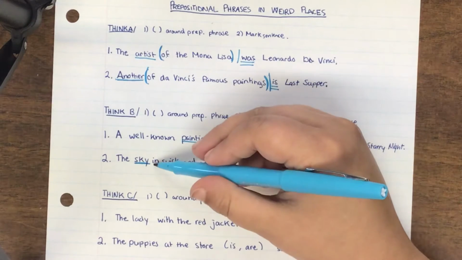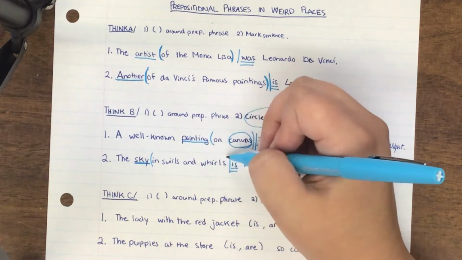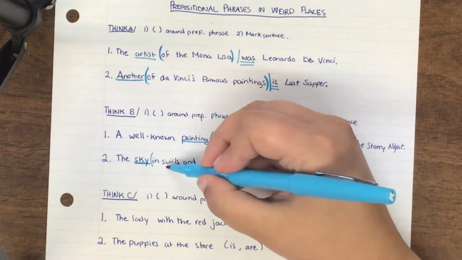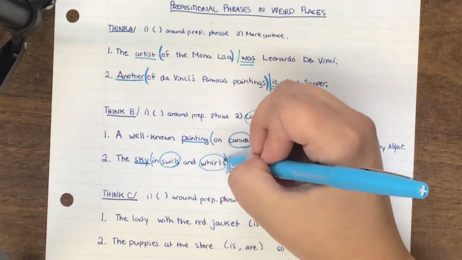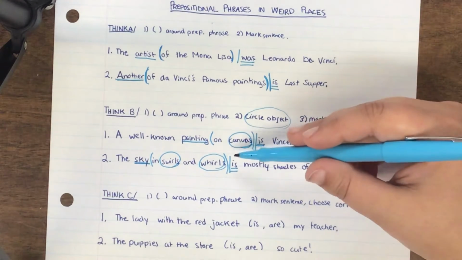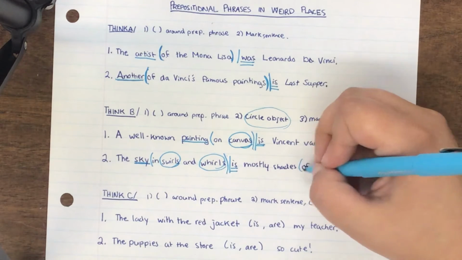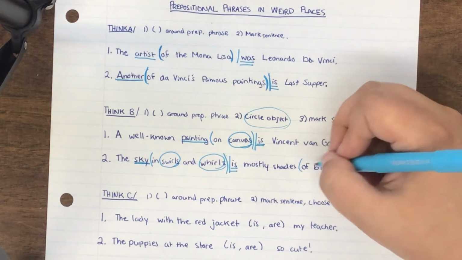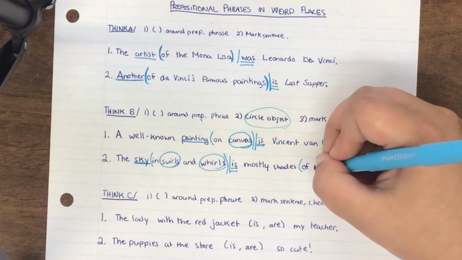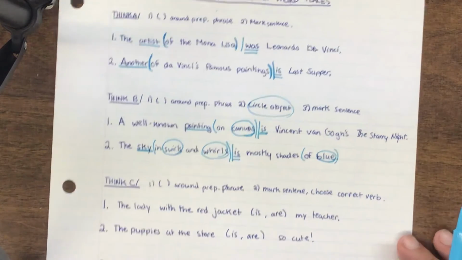This bit in between starts with a preposition, in. In what? In swirls and whirls. In this case, both swirls and whirls are the object in my preposition. So there we go. We look in the sentence to see if there's another one. Oh, of is also a preposition. I'm going to bracket that. Of what? Of blue. So in this case, the object is blue, just like that.